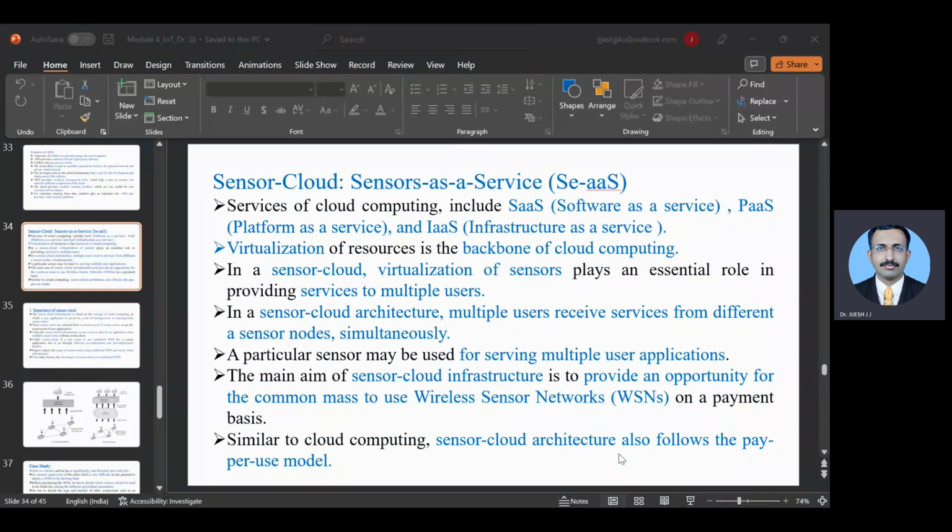Let's go through the previous topics whatever we have discussed. We have discussed cloud sensor as a service. So sensor as a service we have discussed, wherein we have discussed about these concepts.